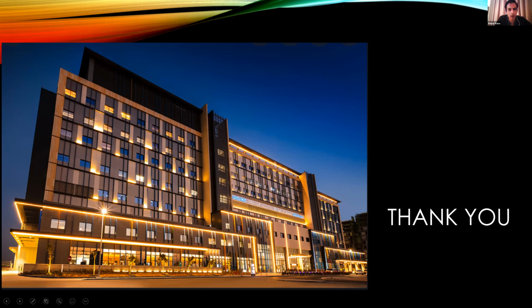This is a picture of our hospital. It was taken at night for two reasons, because it looks much nicer at night, and obviously it's too hot in Dubai in the morning. So that's the only time you can take a picture. Thank you very much, guys.